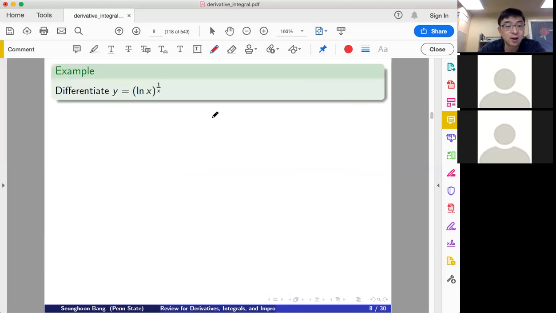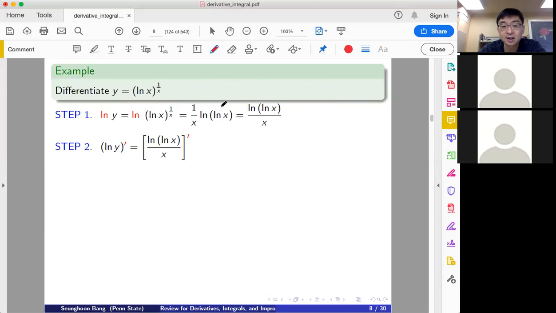I will apply this method to the last one, y equals ln of x to the power 1 over x. What's step 1? Take ln here. So what happens? This 1 over x comes down, 1 over x times ln of x. So ln of x is the numerator, ln of x over x. Step 2, take the derivative of both sides, like this.